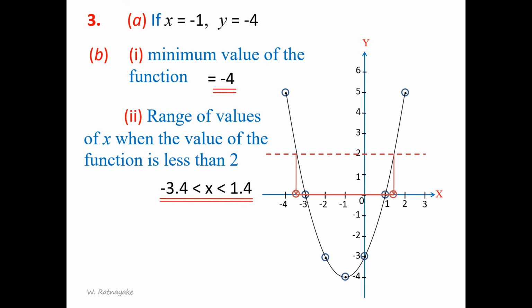If you are asked to find the range of values of x when the value of y is greater than 2, you have to take the excluded part. That type of question won't be asked using this type of graph. Only asking for the values of x when y is less than 2 is the most suitable way of asking the question. So the answer is clear, you can understand what we have to do.